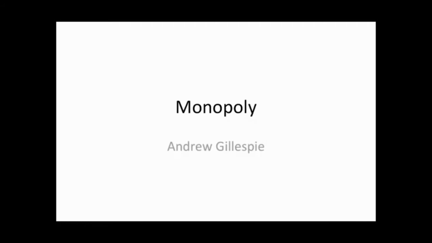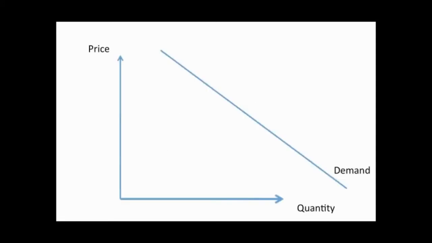In this presentation, we will look at monopoly and the effect of monopoly conditions on the equilibrium price and output. We have here a downward sloping demand curve. The monopolist, the dominant firm in the industry, has to lower the price in order to sell more. The marginal revenue curve lies below the demand curve and diverges.